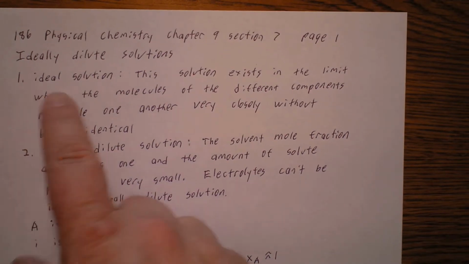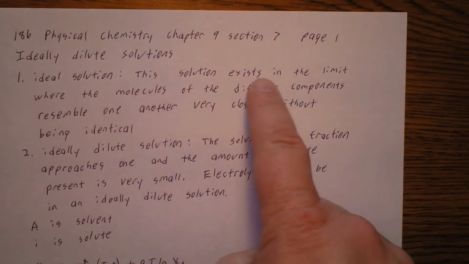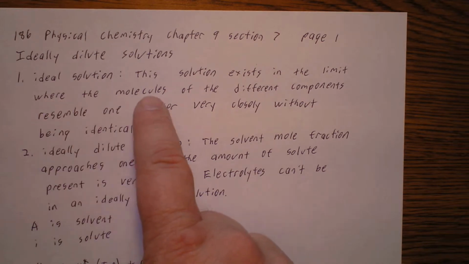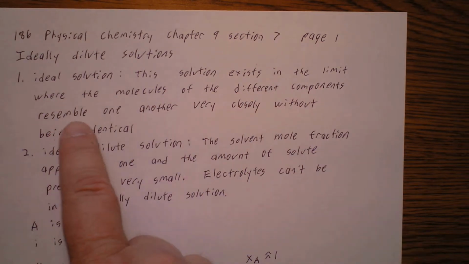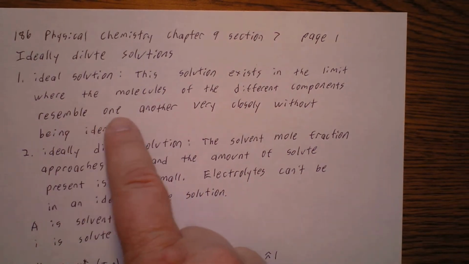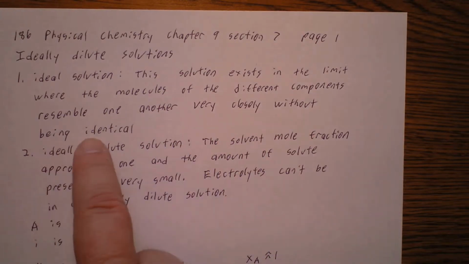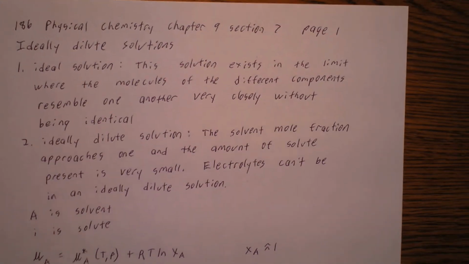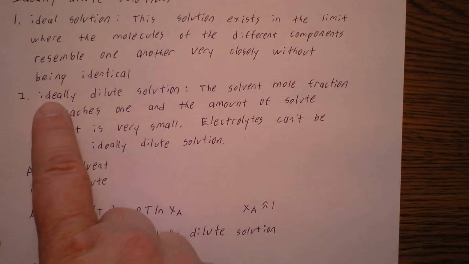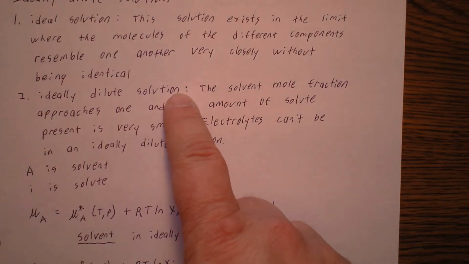Now remember, we already said an ideal solution exists in the limit where the molecules of the different components resemble one another very closely, but without actually being identical. Now, an ideally dilute solution is something a little bit different.